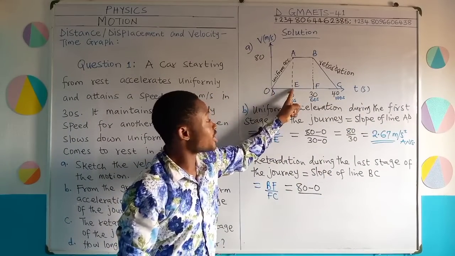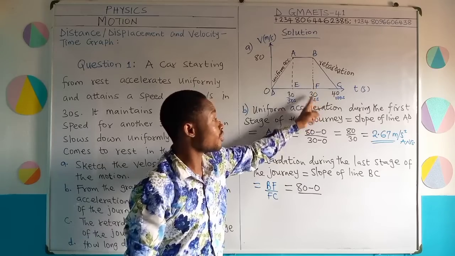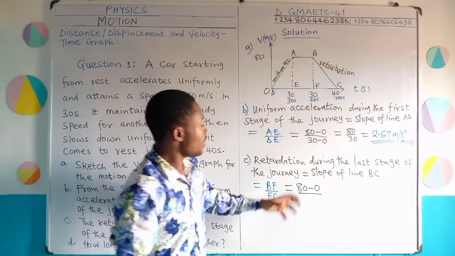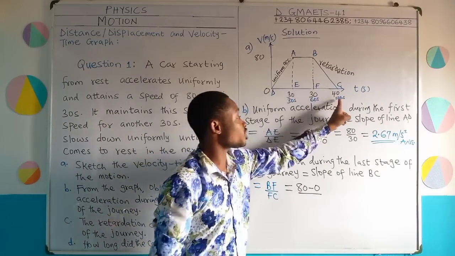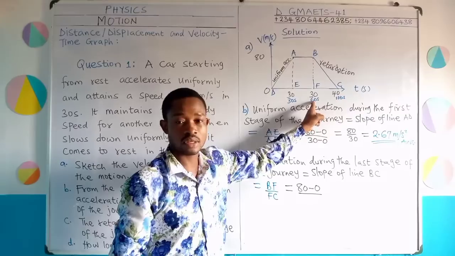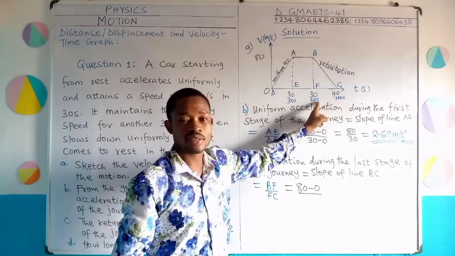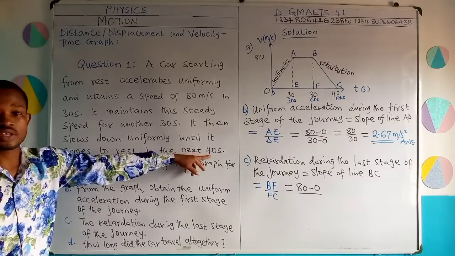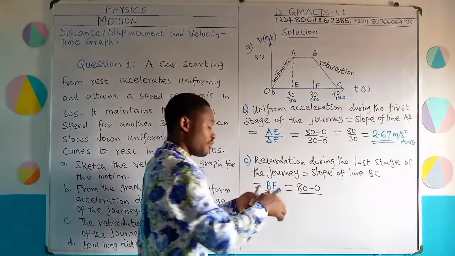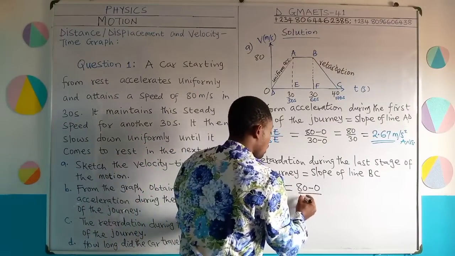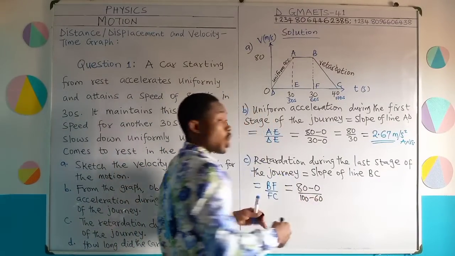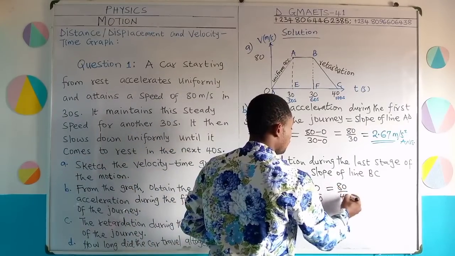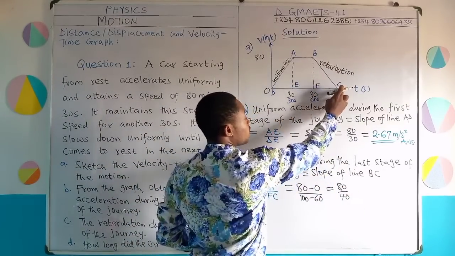From this point to this point is 30. From here to here is another 30, making it 60. From here to here is 40, making it 100. Which means if I am doing FC, FC is actually 100 minus 60, which will give you 40. The 40 seconds that was mentioned in the question. So if I want to use the time difference, it's going to be 100 minus 60, or you can simply say 80 over 40, because from here to here it took 40 seconds.